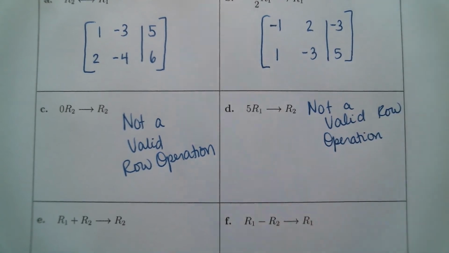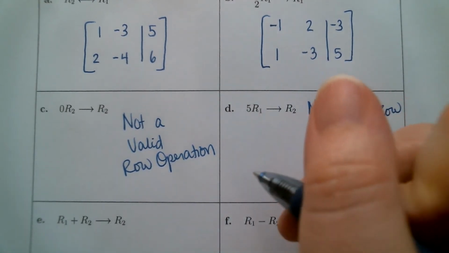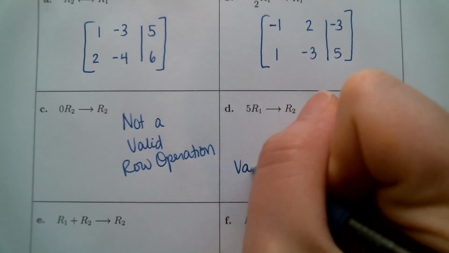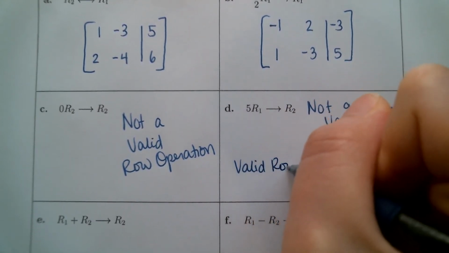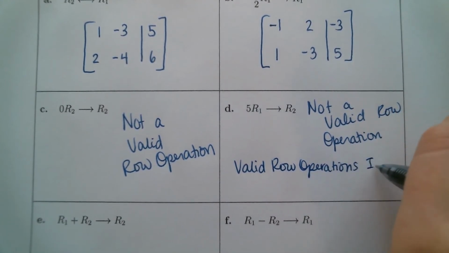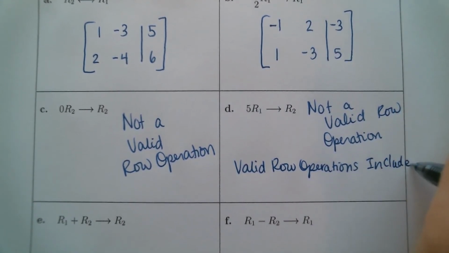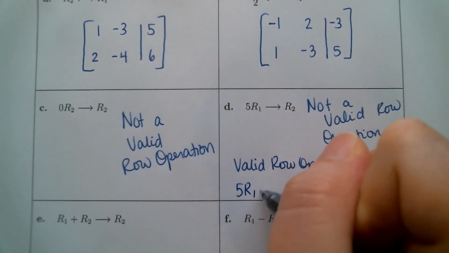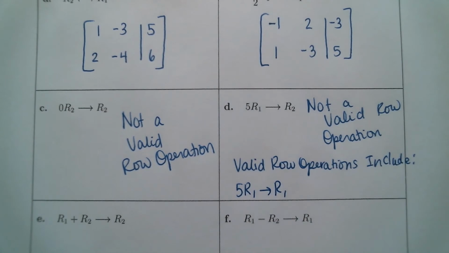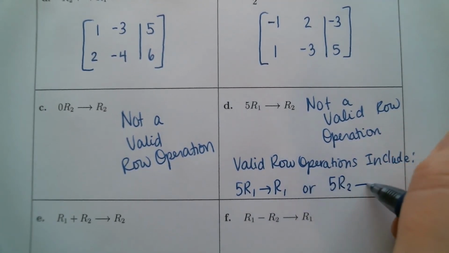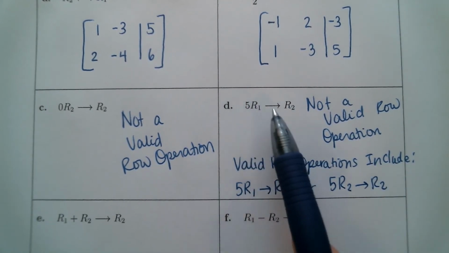So I'm going to put on here, valid row operations include, things we could have done instead. We could have done 5 times row 1. That could have replaced row 1. Or we could have done 5 times row 2 and had that replace row 2. But this particular thing as it's written is not valid.